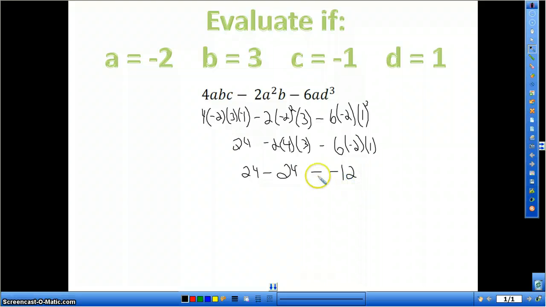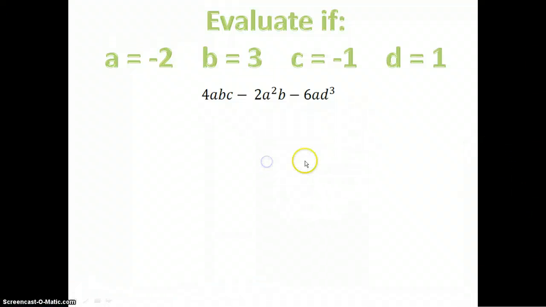You got a double negative here, so you want to switch that to a positive. So you got 24 minus 24. Well, that's 0. So that's going to cancel out. So the only thing left over is your 12. And I believe that that sums it up.